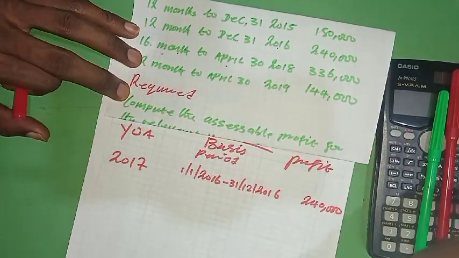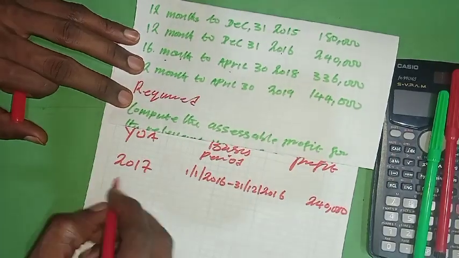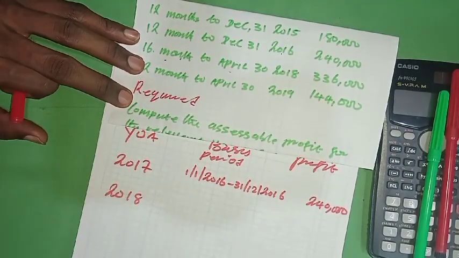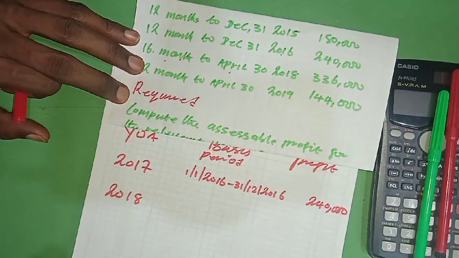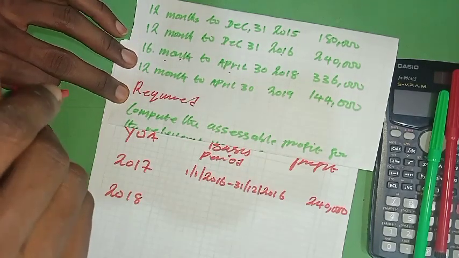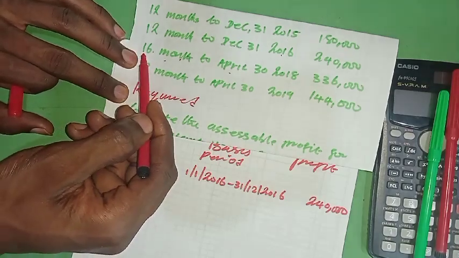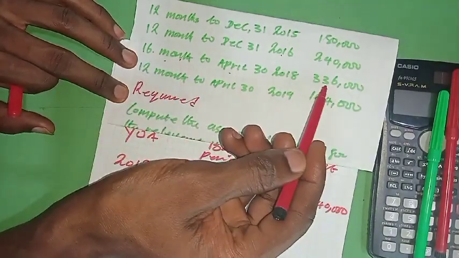You are done with that. Then you go to 218. 218 will assess 217. Now, mind you, 217 is embedded inside the 16 months of account.